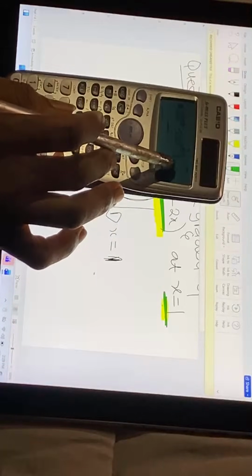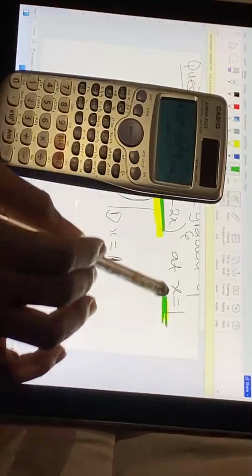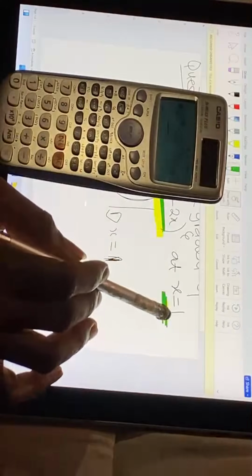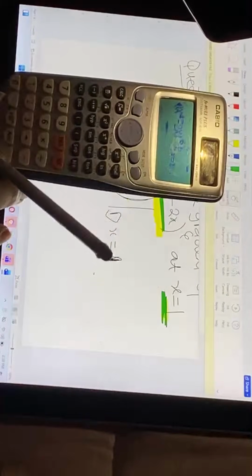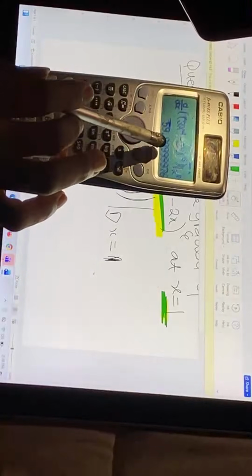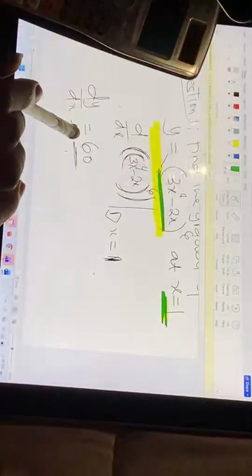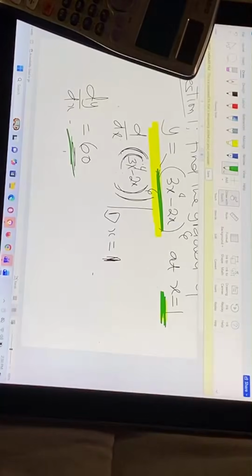Now, when you get to the ending point, that is S equal to the box, you input 1, that is this one given to you here. If it's 2, you put 2 here. You can see what I'm doing here. You put 1, equal to, and they gave us 59.999, which is the same as 60 approximately. So this is how we solve differentiation using the calculator.